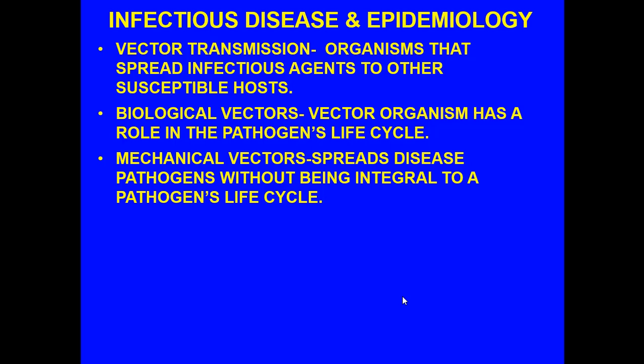There are two types of vectors. A biological vector. This is where the vector organism has a role in the pathogen's life cycle. So to help you understand this, think of the mosquito, think of malaria. The mosquito, and by the way, only the females are doing this, because the females have to have a high protein meal for their eggs. So the mosquito comes in, sucks up some blood from a human being. As it sucks up the blood, it's taking in some malaria parasites from the human being's blood as well.